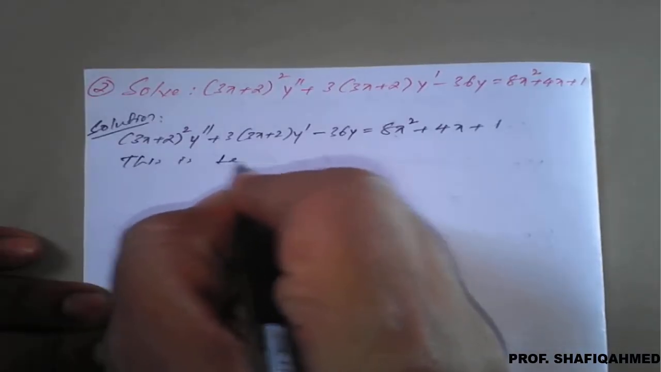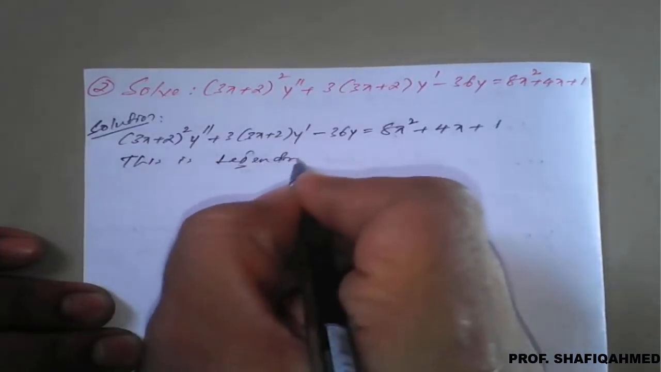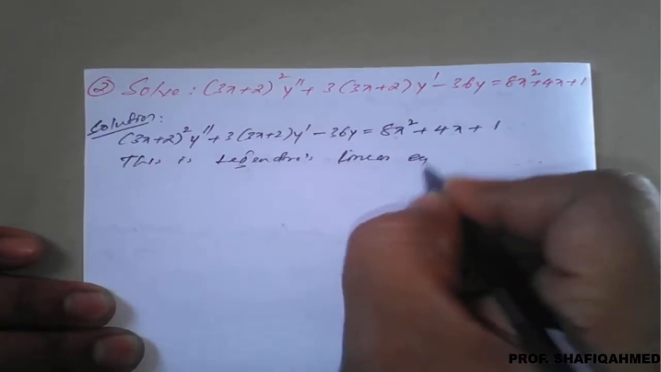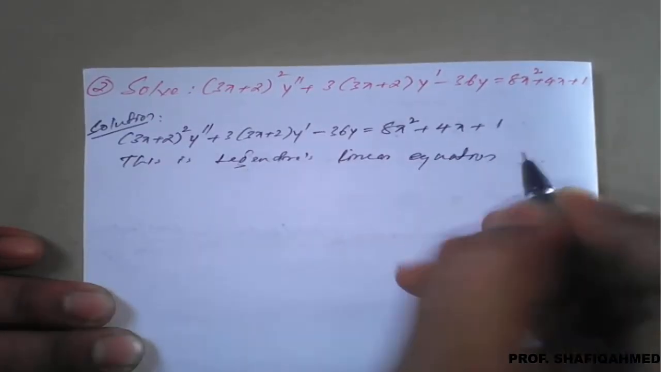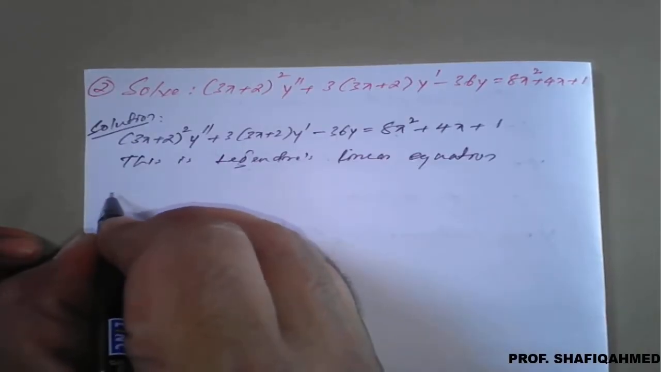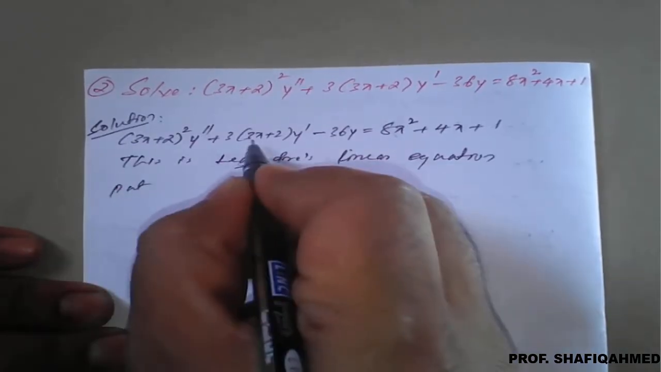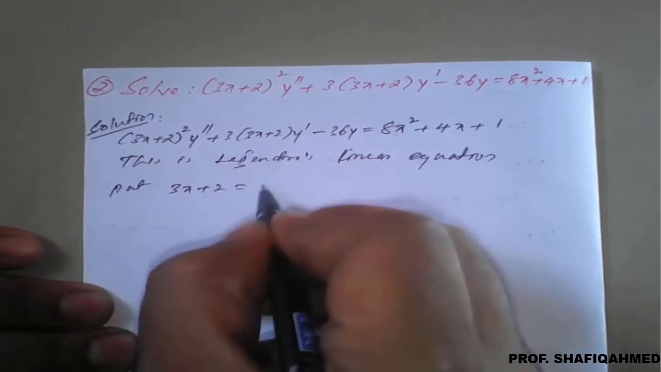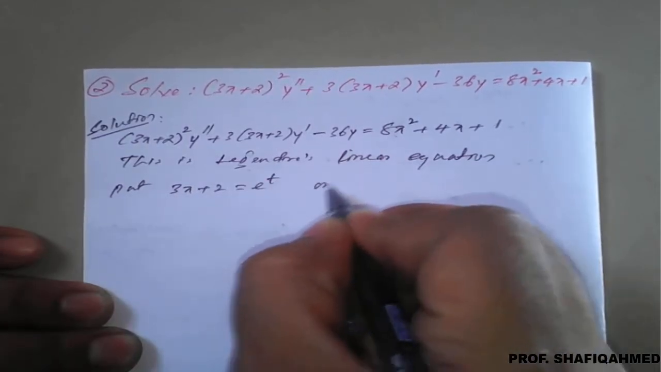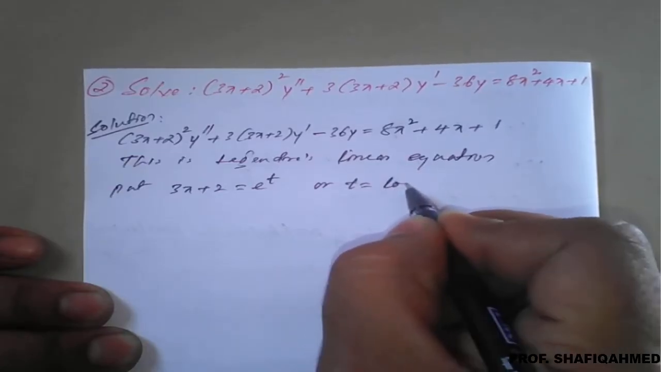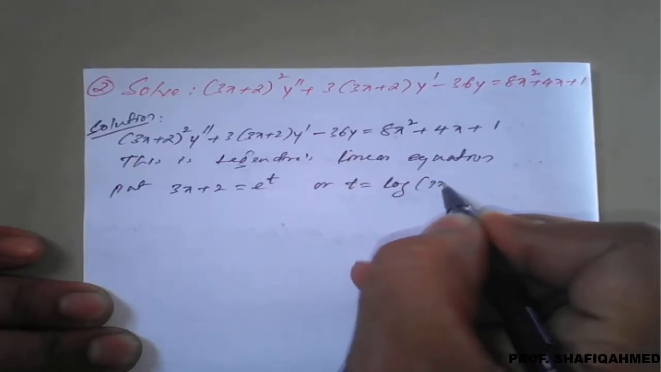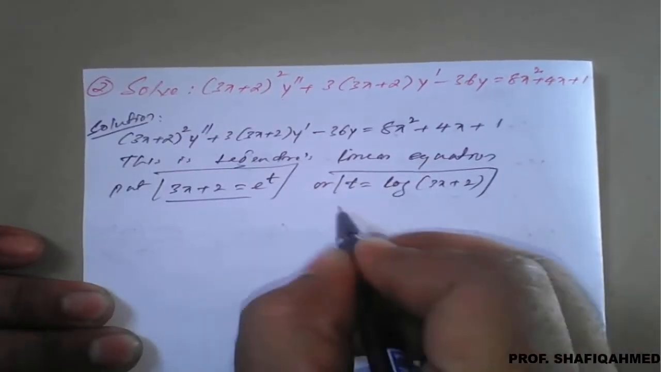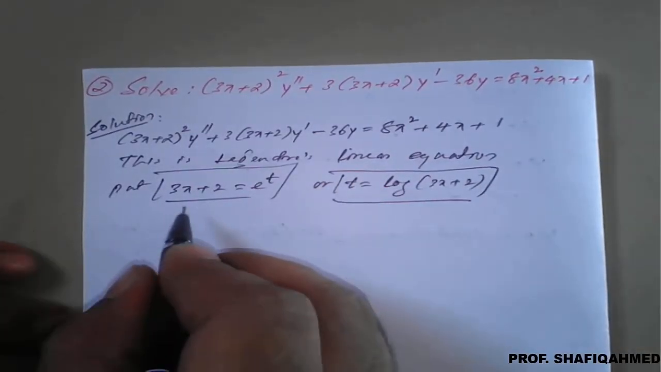Legendre's linear equation. So therefore put here 3x+2 = e^t, or t = log(3x+2). So these are the two substitutions we initially need to apply.